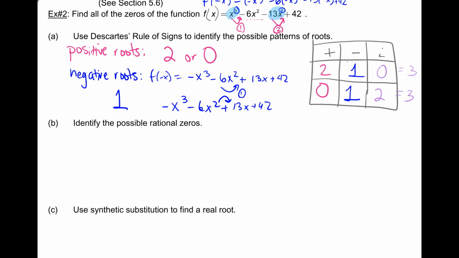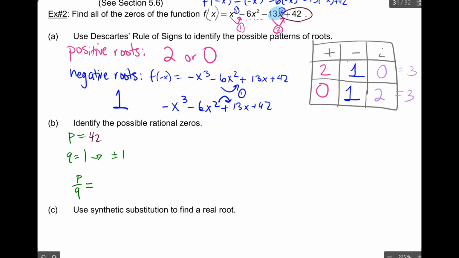Alright, now we need to identify the possible rational zeros. Okay, so I need a P and a Q. So P values, Q values, and then P over Q. These are going to be my rational zeros. So my Q, the number that's in front of my x to the cube, it's just a 1. So my Q is a 1, so the factors are plus or minus 1, meaning whatever factors I find for my P are going to be my actual factors.